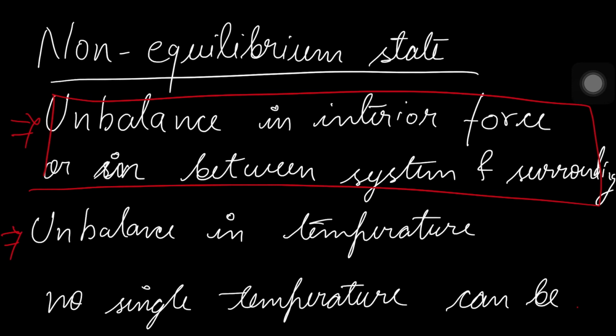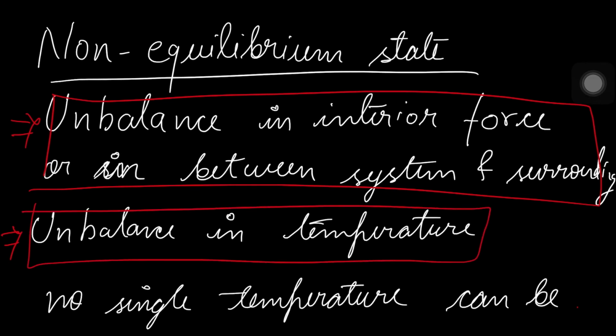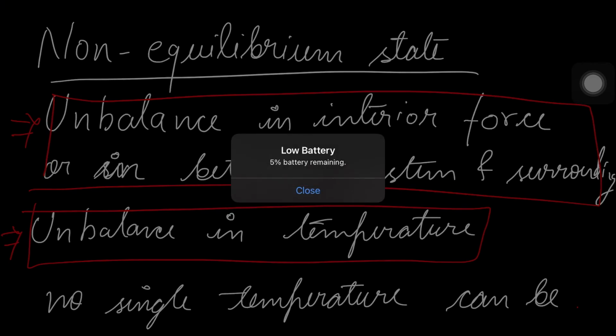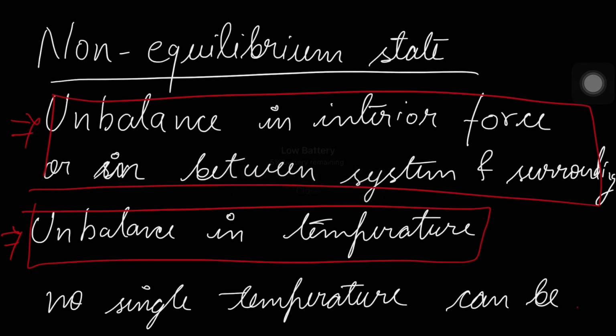If there is an unbalance in the temperature of a system and the surrounding combined, we say this is a thermal non-equilibrium. And then comes chemical non-equilibrium. Similarly, if there is a disbalance in the chemical composition of the system and surrounding combined, we say that's a non-equilibrium state.